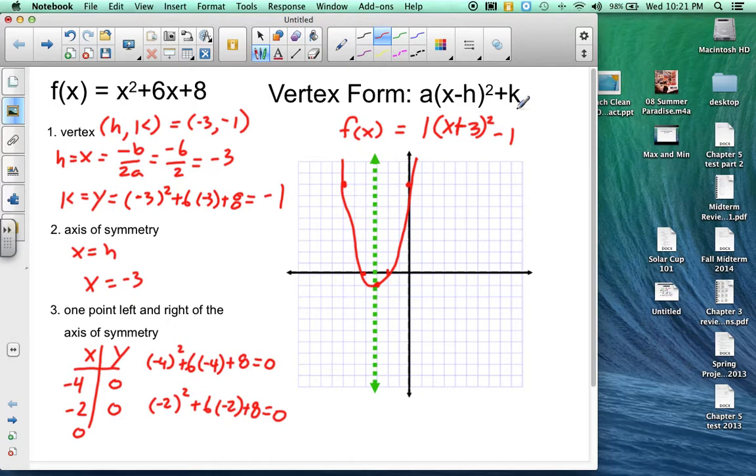Well, there you have it. Graphing parabolas and finding the vertex. Both of these are done, killing 2 birds with 1 stone.